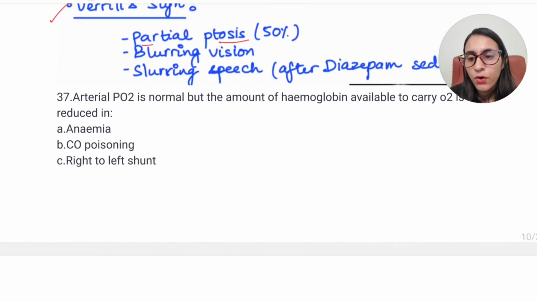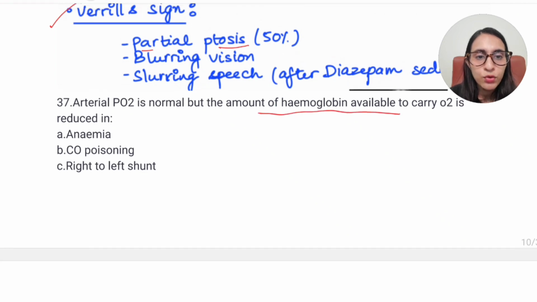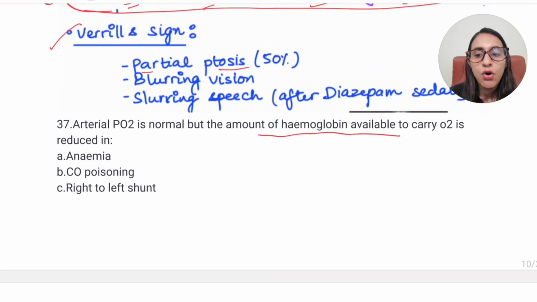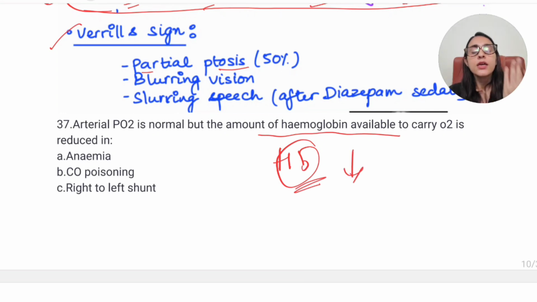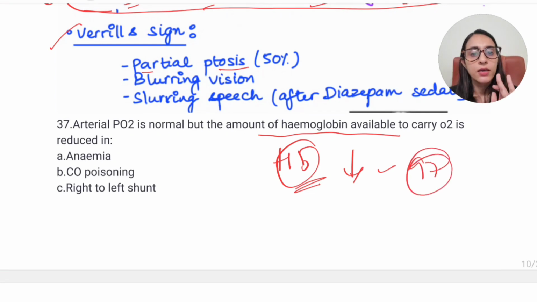Arterial partial pressure of oxygen is normal, but the amount of hemoglobin available to carry the oxygen is reduced. What happens in anemia? The amount of hemoglobin available to carry oxygen is reduced. If you have seen a CBC sample, if the hemoglobin count is reduced, we call the person anemic. Even if the partial pressure of oxygen is normal, if you put a SpO2 monitor on an anemia patient, it is above 97, which is normal, but the hemoglobin in those individuals is reduced.